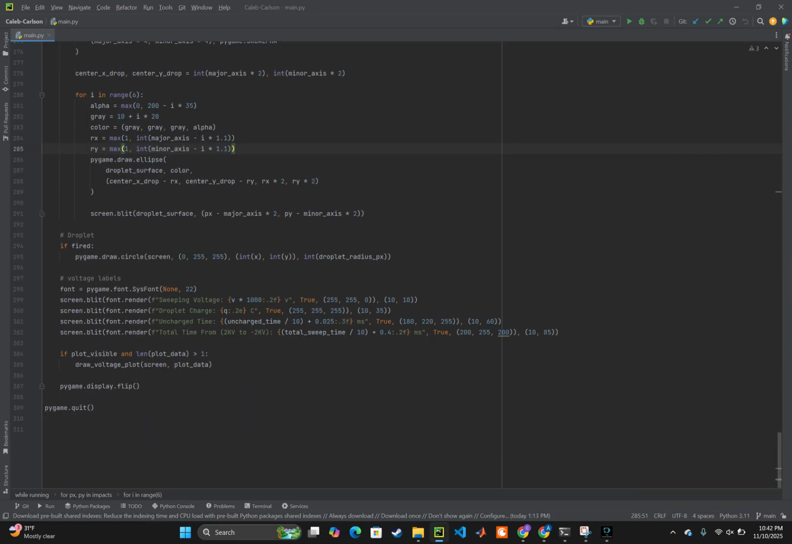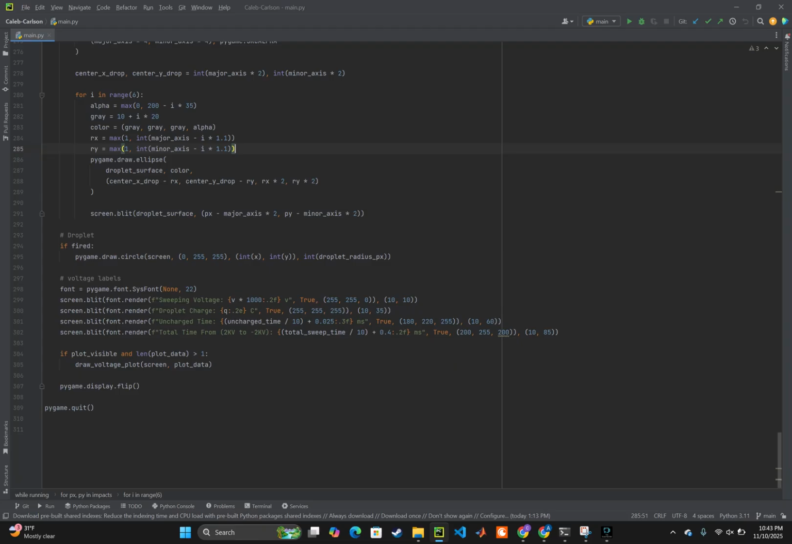Down here we have the sweeping voltage, droplet charge, uncharged time, and total time from 2000 volts to negative 2000 volts. Now, to be visible to the viewers, I have gone ahead and moved everything to be visible. So whenever I call for voltage, it shows 2 volts to negative 2 volts. That is due to, of course, me having to scale everything down. So whenever showing you, I scale it back up by 1,000. The same goes for the time.